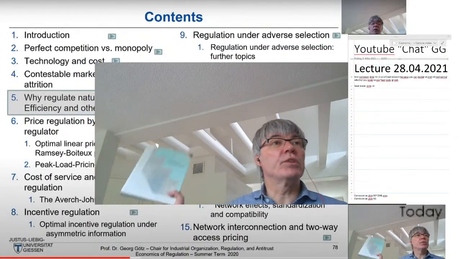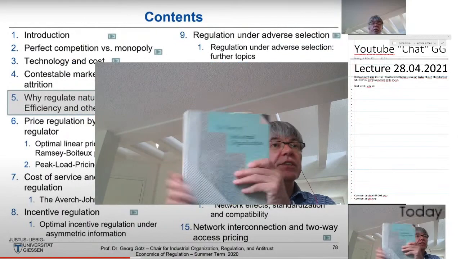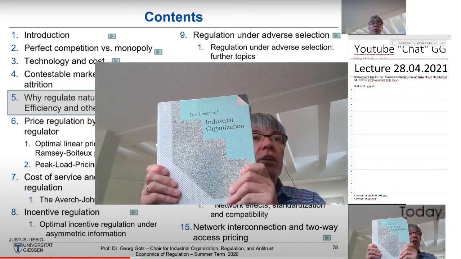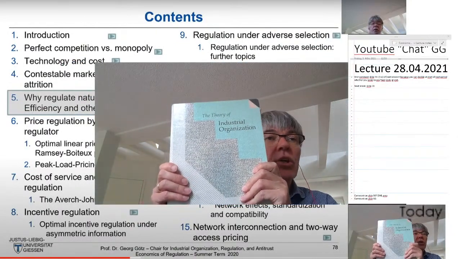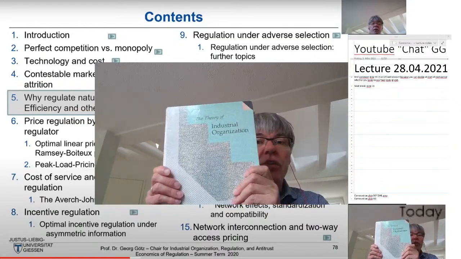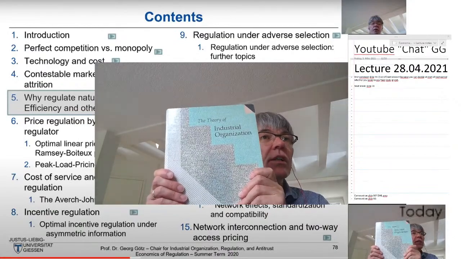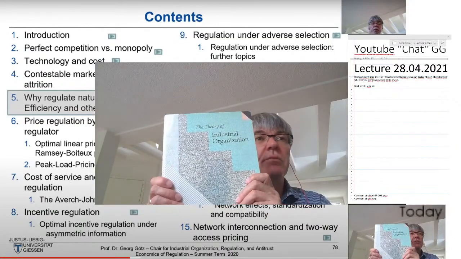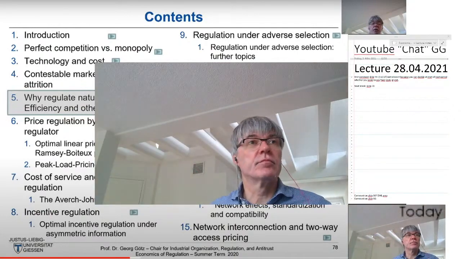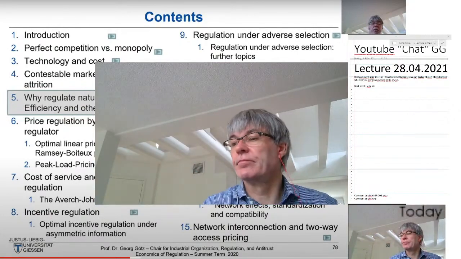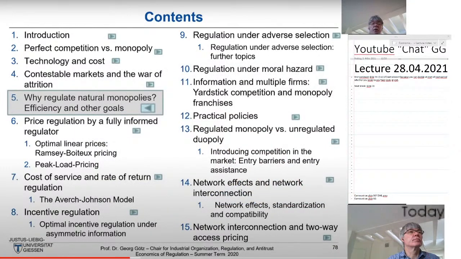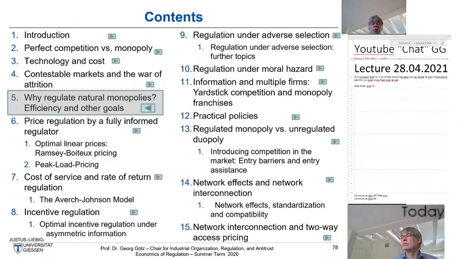Okay, so as I always told you, these are complicated things. It's always a good idea to look into the Bible, Tirole's Theory of Industrial Organization, 30 years old, but still up to date and amazing. So we move on with the stream.